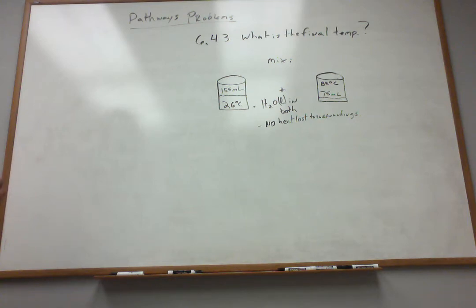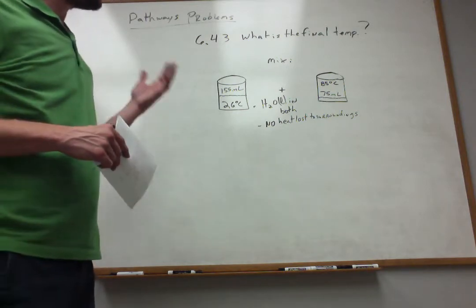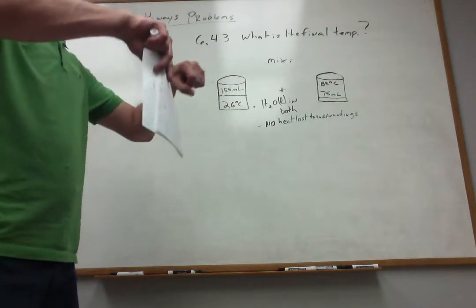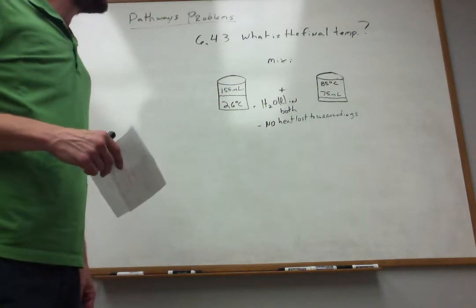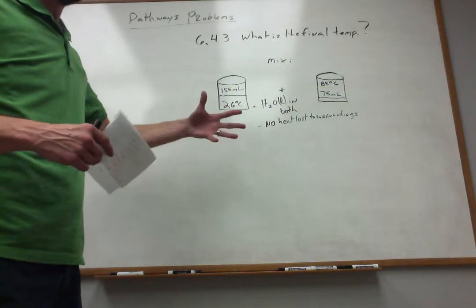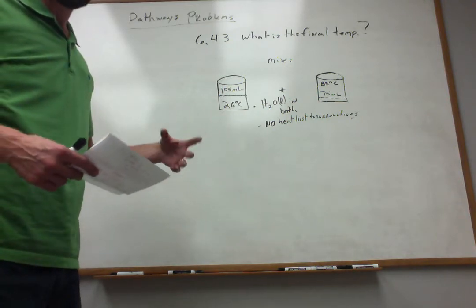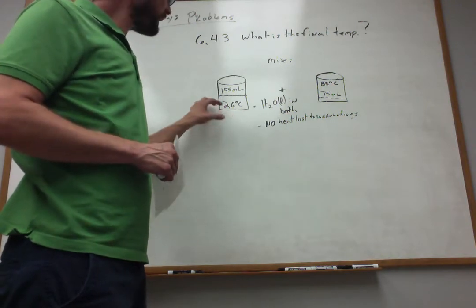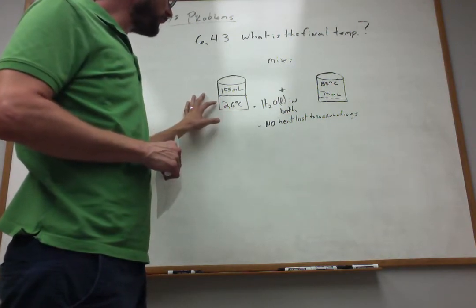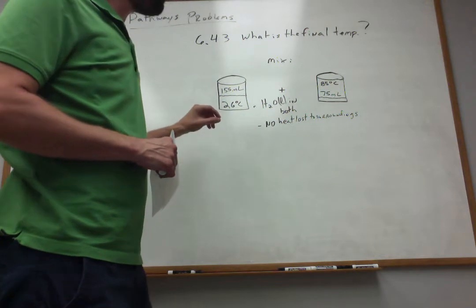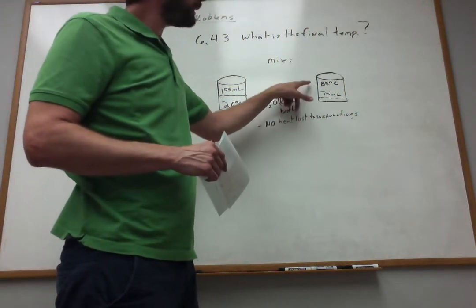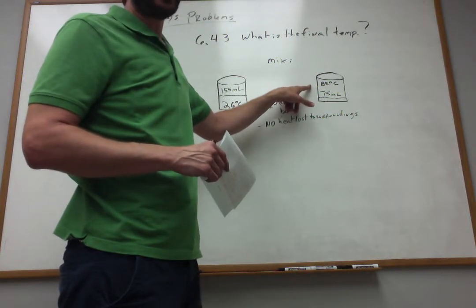Now let's work problem 6.43 from the book. It asks, what will be the final temperature if I take two different beakers of water and pour them together and mix them together? And of course the trick is that these beakers are different amounts of water at different initial temperatures. In beaker number 1, I've got 155 milliliters of water at 26 degrees. And I'm going to mix that with 75 milliliters of water at an initial temperature of 85 degrees.